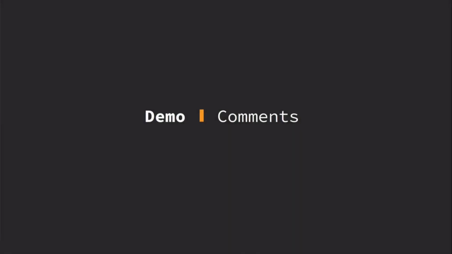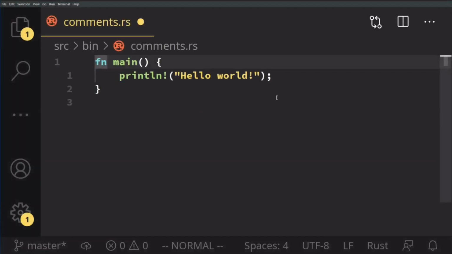In this demo, I'll be going over code comments and how they can be used to increase the understanding of your code for yourself and for future developers. So here we have the initial program that's created using the cargo build tool when you make a new project. It simply prints "Hello World" to the console.